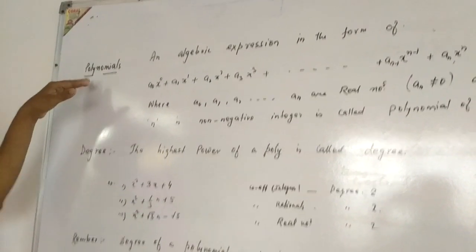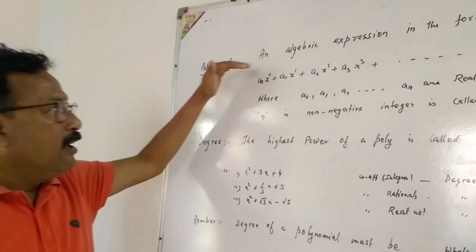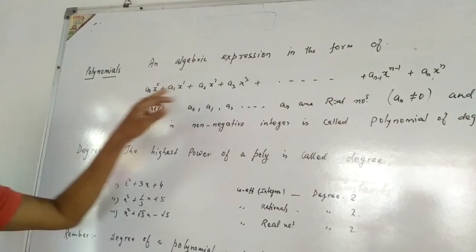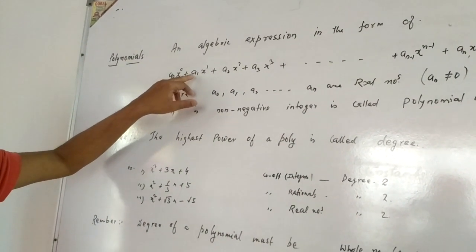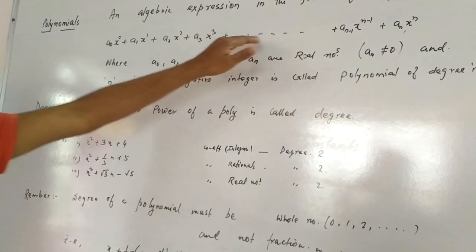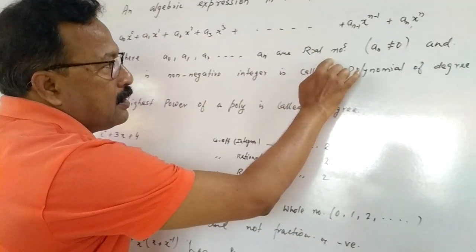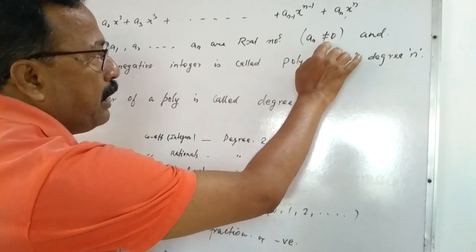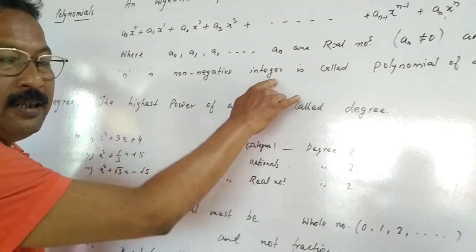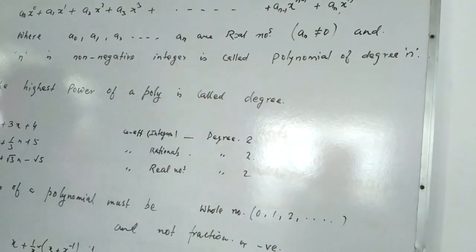Okay. Now we are able to define the polynomials. Polynomials are basically algebraic expressions of this form: a naught x to the power 0 plus a1 x to the power 1 plus a2 x to the power 2, a3 x to the power 3, and so on, where these are real numbers, but an should never be equal to 0, and n is a non-negative integer. This is called a polynomial of degree n.